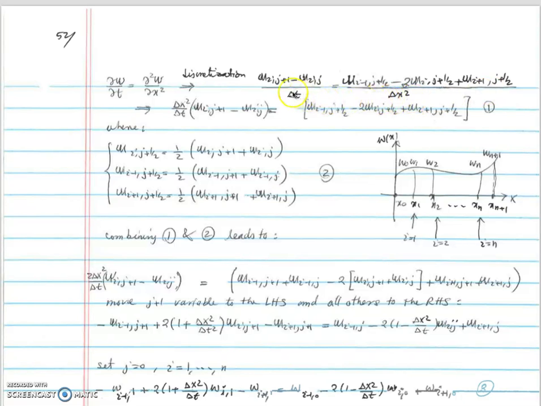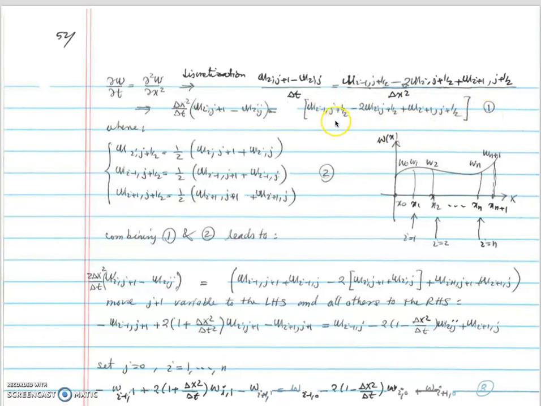If I multiply this equation through by del x squared, you're going to see that on the left side I get del x squared over del t times basically the left side, equals the right side. Let's call this equation 1.